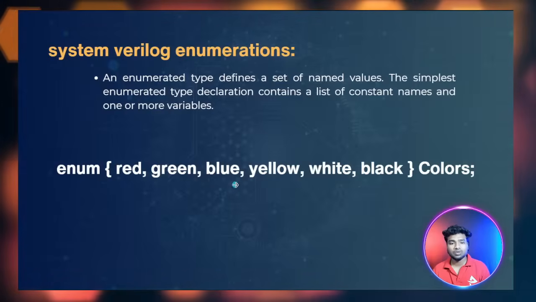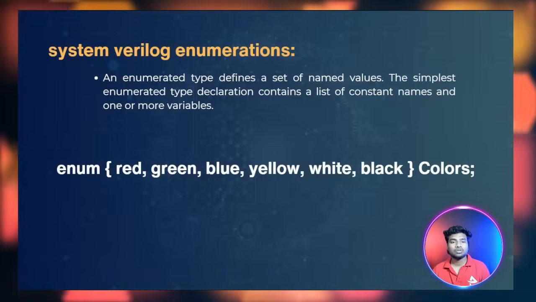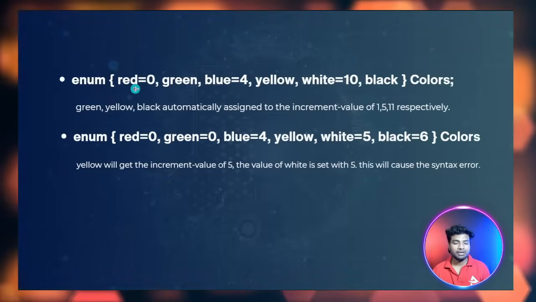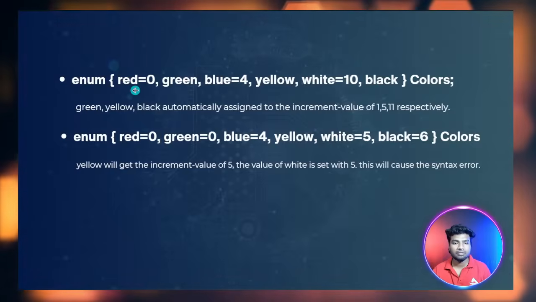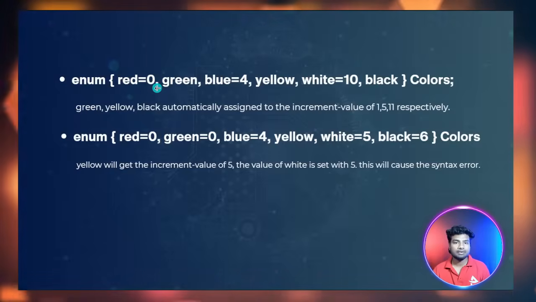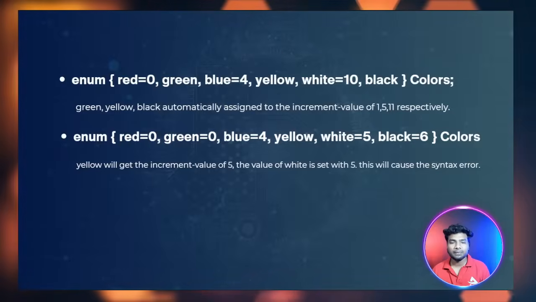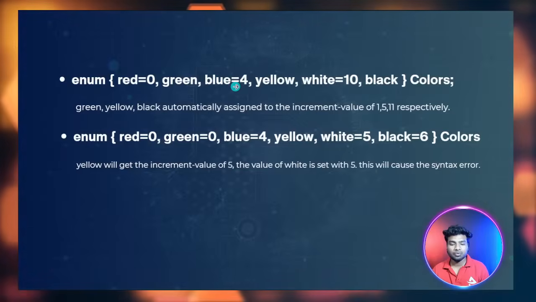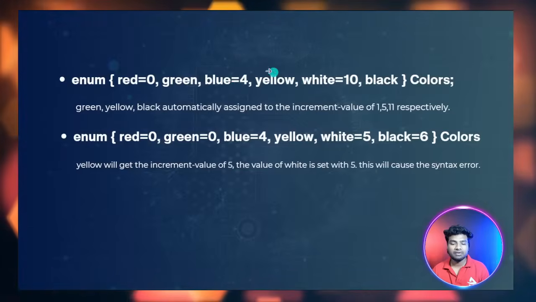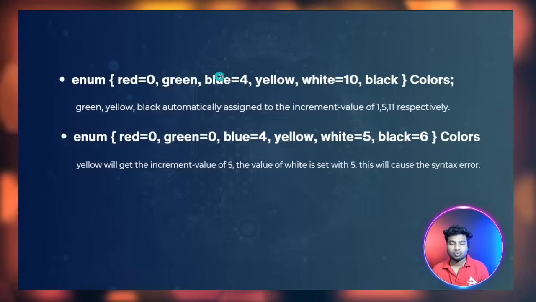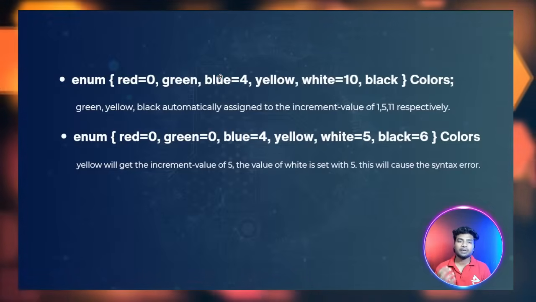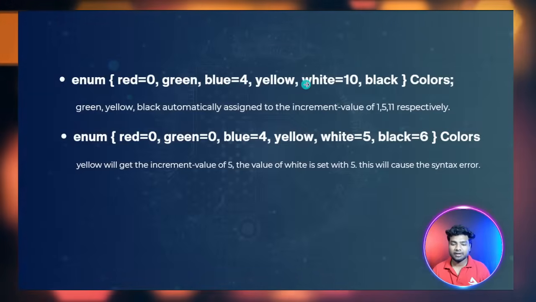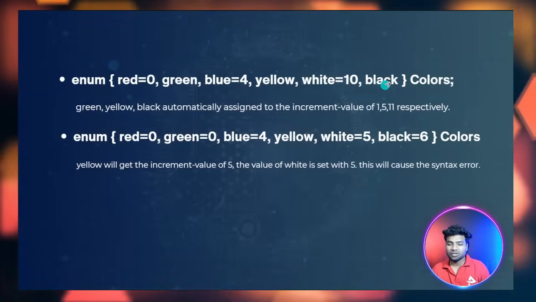We can also override the values. If you can see here, red is one element of the enum. I am assigning the value red equal to 0. It means the first element of the enum has the 0 value. Green has 1, and blue has 4. Here yellow must have the value 5. So it will do increment count. It won't decrement.